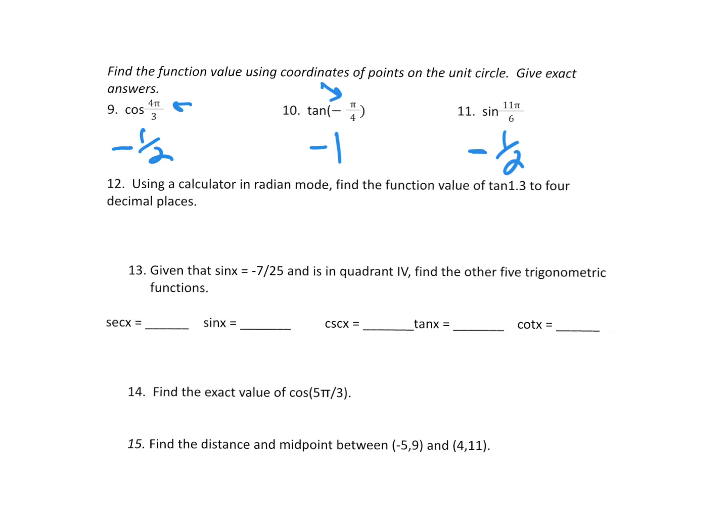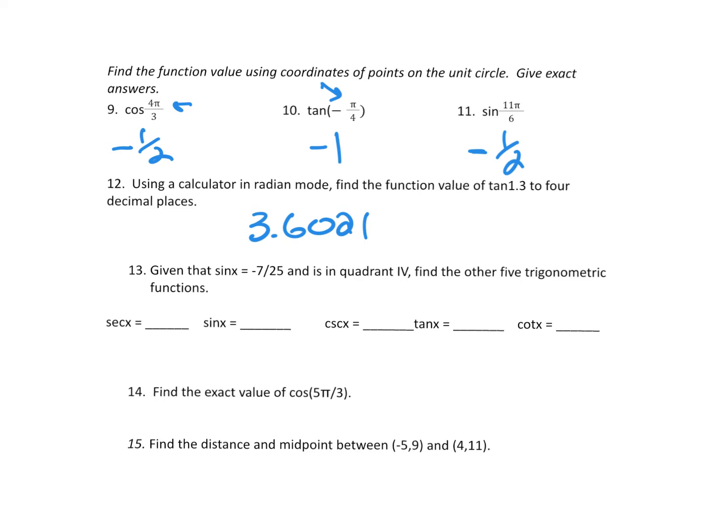Number 12, use a calculator. Please don't miss this one. Go to mode first. Make sure you're in radian mode. You'll get the wrong answer if you're not. Type in tangent 1.3, that's all you've got to do. It says 4 decimal places, so I'm going to get 3.6021. You should get the same thing.